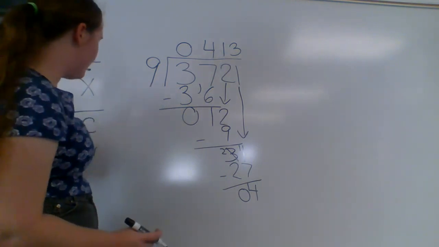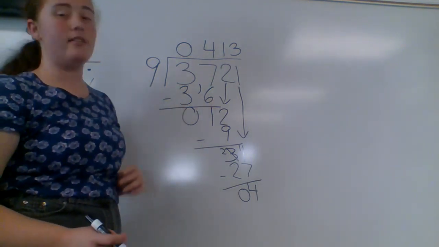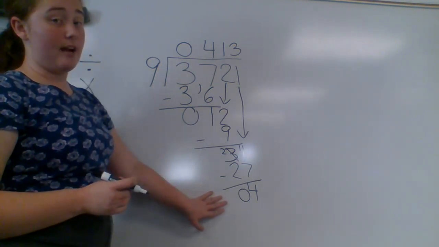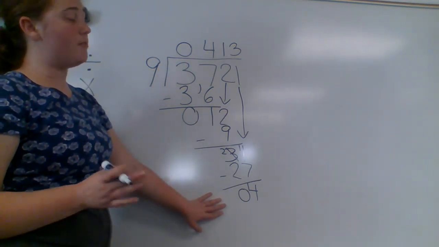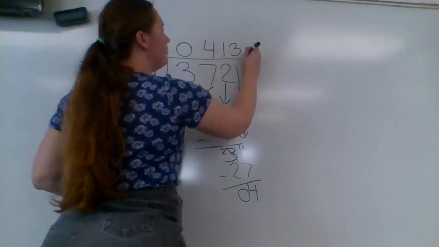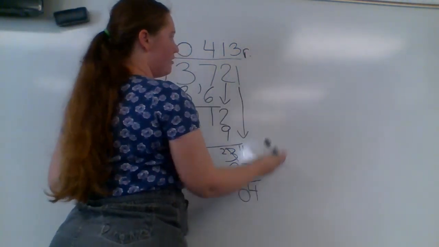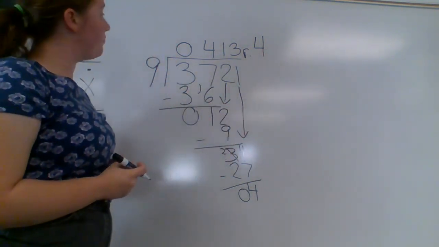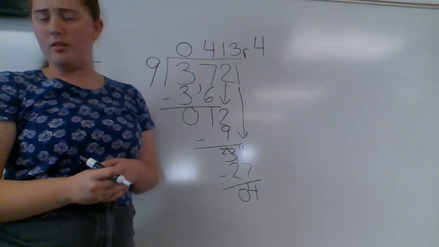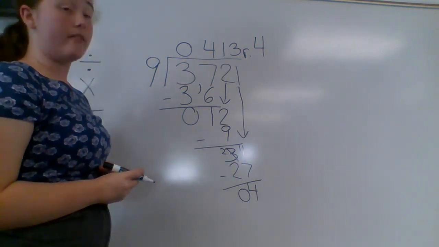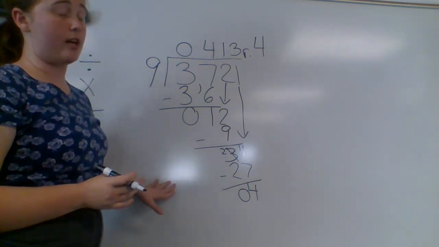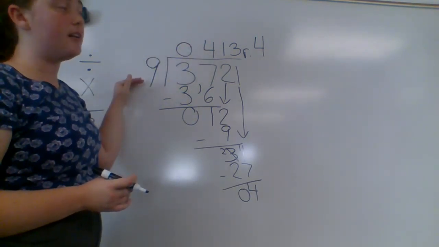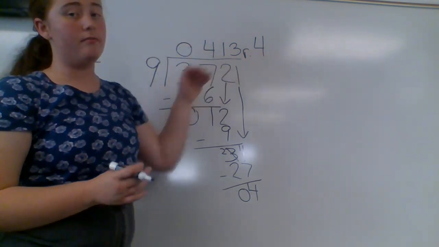And now I'm going to bring down, I don't have any more numbers to bring down. So this number is going to have to be my remainder. So I'm going to have remainder 4. Remainder 4. And now I need to check. If you haven't already checked, go ahead and pause the video and do the check yourself. You're just taking this number up here, 413 times 9, and then you're going to add 4.